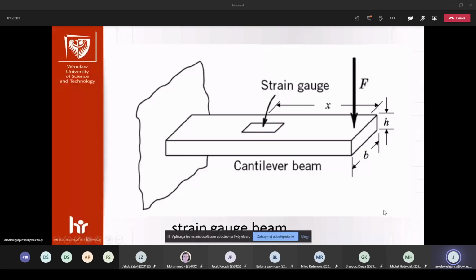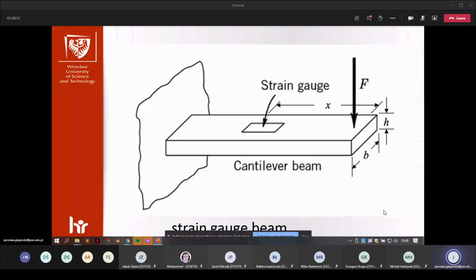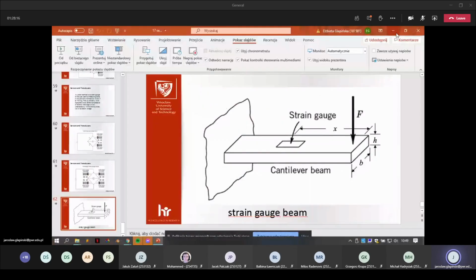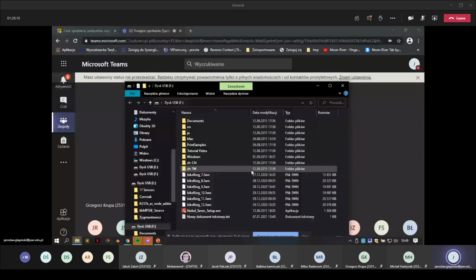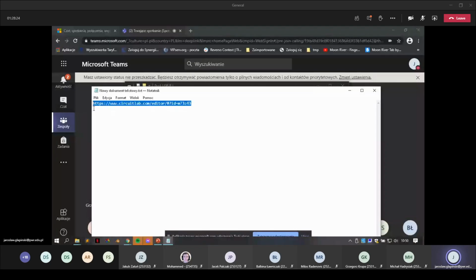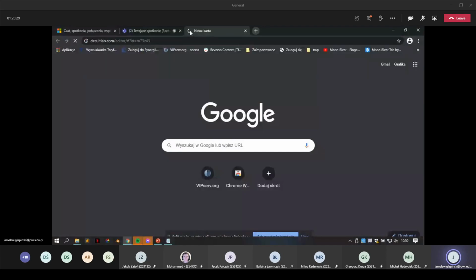Okay, now I would like to show you a simulation of the Wheatstone bridge, but I'm not sure it goes.